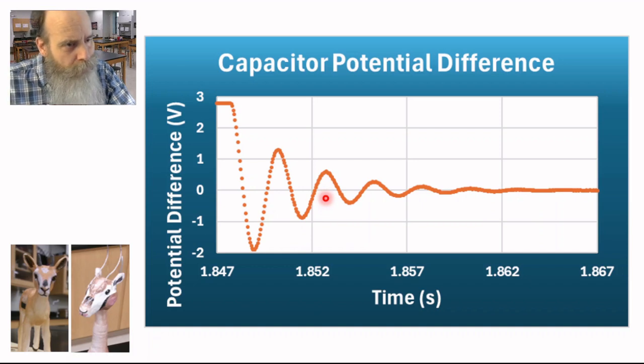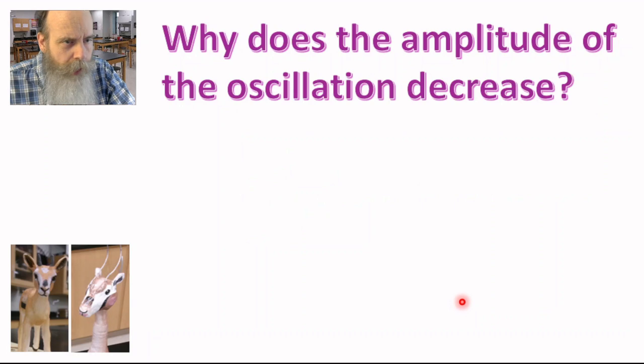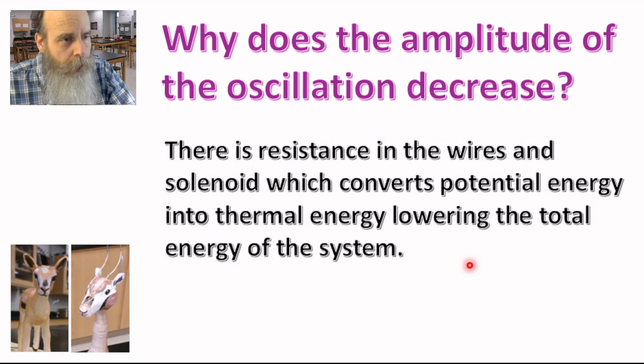Why do you think the amplitude is decreasing with time? Take a moment to make a prediction, or to give a reason why the amplitude decreases with time. Okay, you've had some time to think about it. Let's look at why it decreases with time. There is resistance in the wires and the solenoid, which converts potential energy into thermal energy, lowering the total energy of the system. This is not just an LC circuit. This is really an RLC circuit, and that resistance is taking energy out of this circuit.